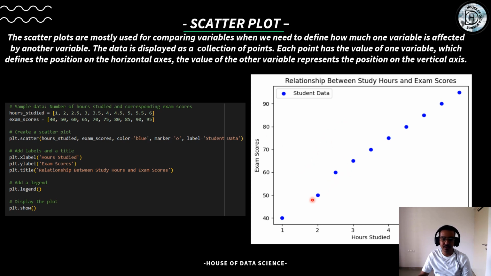You can also plot various other things. This is one example, hours studied and exam scores. Then maybe if you want to put height and weight, you can put height and weight also here.